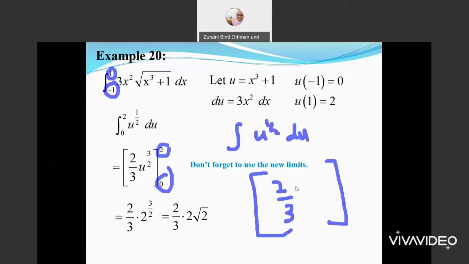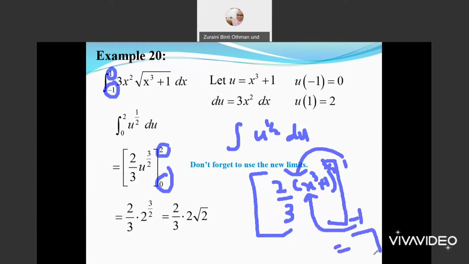U ialah apa tu? U ialah x kuasa 3 campur 1 kuasa 3/2 dan dia gantikan dalam ni. This is 1 ke negatif 1. So dia selesaikan. Masukkan x sebagai 1 dulu. Lepas tu tolak dengan masukkan pula x sebagai negatif 1. So jawapan final dia akan jadi sama dengan yang ini. Sama je. Okey, faham ya?